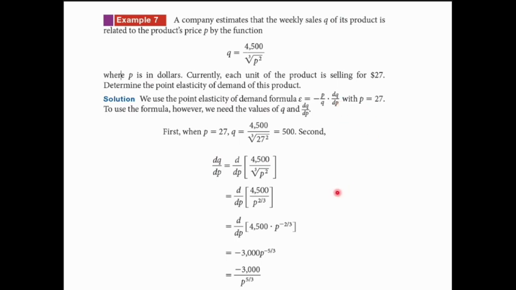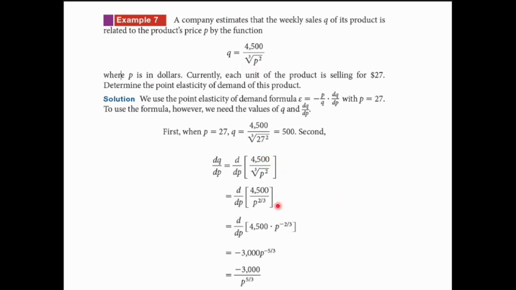is equal to 27. So if I find the quantity when the price is $27, I need to plug it into this function here to find the corresponding quantity of items. So when we do that, we get 500. So when the price is 27, we have 500 for the quantity. So now we have the values that we can plug in for P and Q here, but now we still have to find the derivative of the quantity with respect to P.